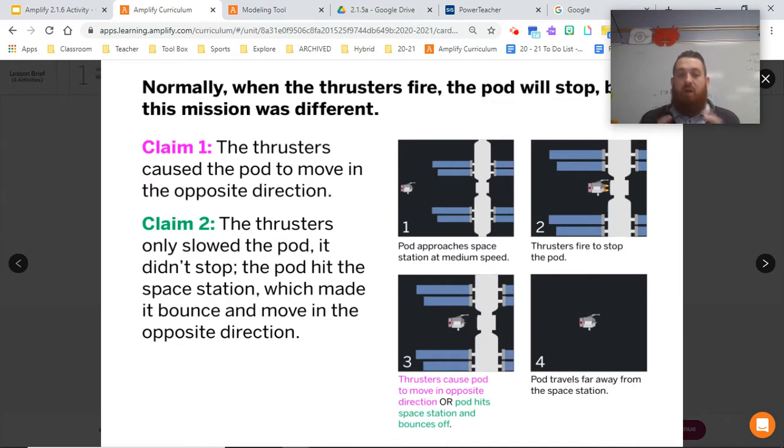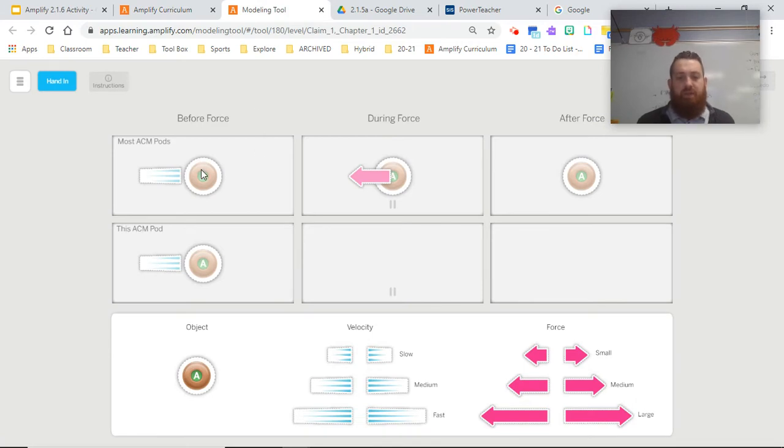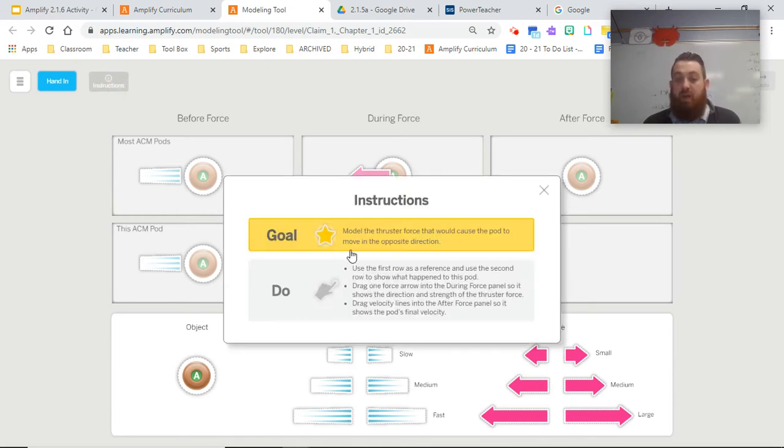So we're going to be using our modeling tool that we've practiced with to show both these claims. And we're going to start by looking at the very first one. The thrusters cause the pod to move in the opposite direction. So in this case, the force is being exerted by our thrusters, causing it to change its velocity in a different direction. We got to show how that's going to happen. So when you get into our modeling tool, it's going to look like this. You're going to see the first and second row here. And if at any point you forget what you're doing, you're more than welcome to click on the instructions. It'll break that down for you as well.